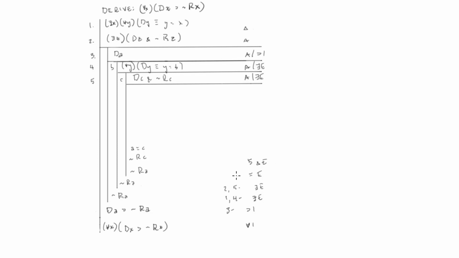We'll have to come back and put the line numbers later because I have no idea what they are. But if I can put these two together, and this one's easy, if I can get my identity here, A = C, that will let me get my target, ~RA, and then boom, boom, move it out to the conditional proof, get my conditional, get my universal generalization. That would be great. So my plan is to get this identity statement, A = C.